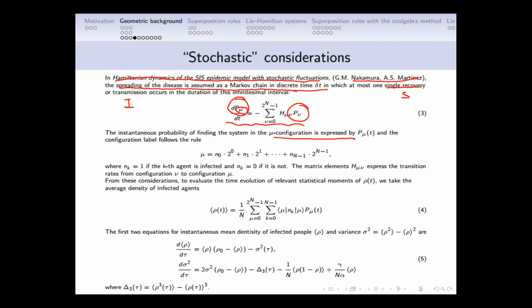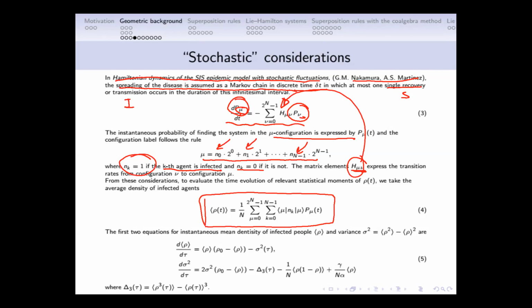And the configuration is given by this Markov chain. Basically, n equals 1 means that the k-th agent is infected, and if it's 0, it's not. So these n's will give us the configuration of the system and individuals. And the transition rate from one probability to the other is going to be this Hamiltonian. It depends on the two sub-indices that link you from one state to the other state. So from these considerations, the time evolution of the statistical moments, that is the instantaneous number of infected individuals, goes like this.